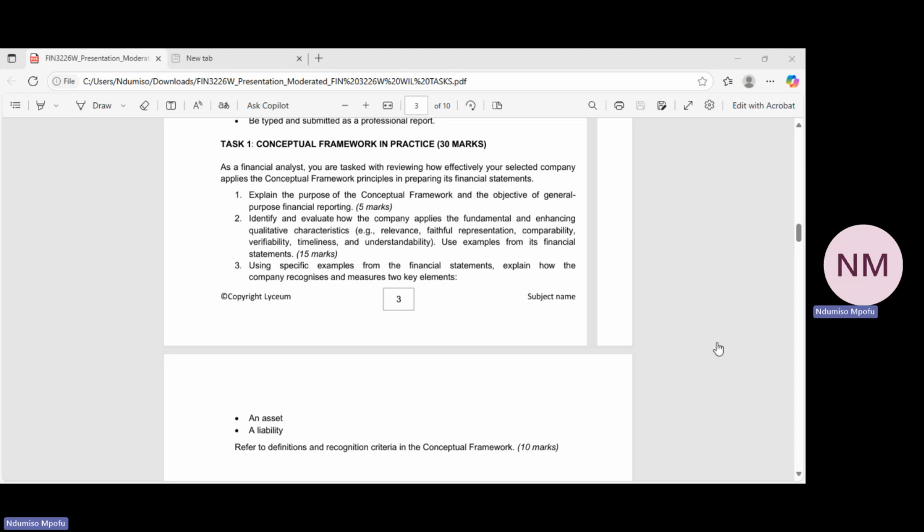Then the first question, it says, explain the purpose of the conceptual framework and the objective of general purpose financial reporting. Now, this is something that you can also research online. If you go online, you look at the purpose of the conceptual framework, you are going to find a lot of points that you can use. You also look for objectives of general purpose financial reporting. You are going to get a lot of information. Now, it's important that you look at the marks that have been allocated to the question. If you look at question 1, this is 5 marks.